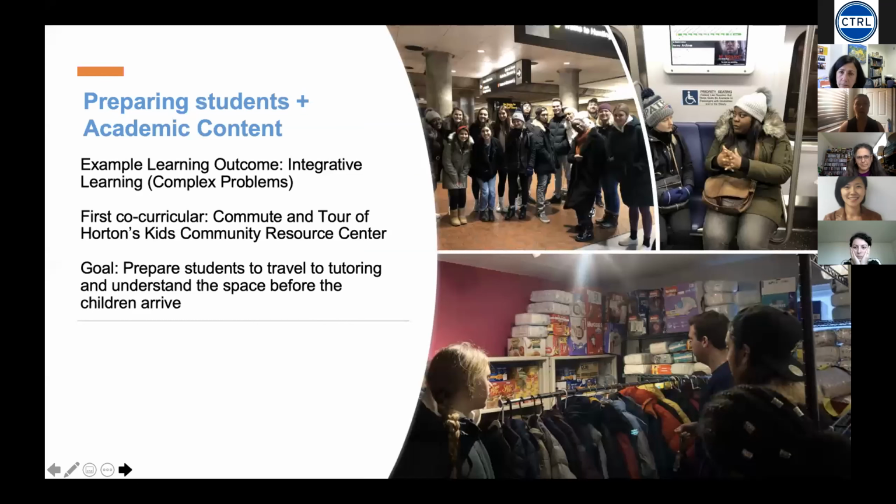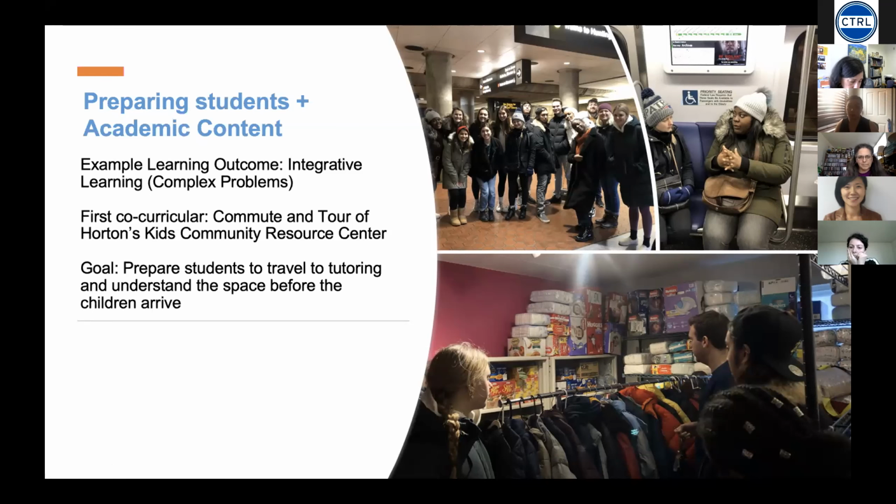All right. So again, just trying to punch up some of the slides. This is from their first co-curricular for the complex problems class. We did that metro trip together, and they got a tour of the Community Resource Center. This is one of the less glamorous rooms in the bottom picture, but it's one of their supply rooms. They have a food pantry for parents, a diaper bank, and winter coats. So our students saw up close and in person how Horton's Kids supports the community in less obvious ways that a 19-year-old may not see.